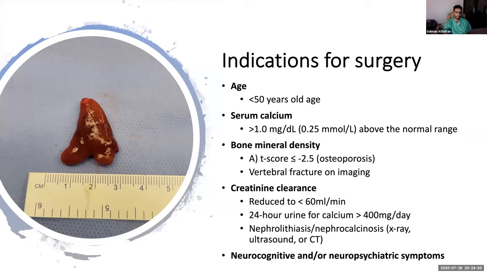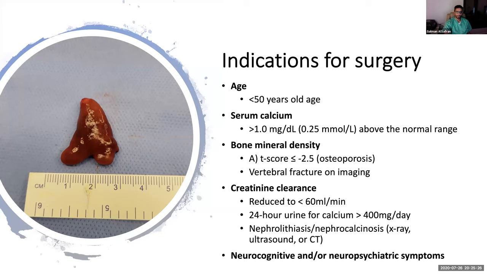And also when you have bone problems, like osteoporosis or vertebral fracture, and kidney problems as well, where you have decreased creatinine clearance, or your 24-hour urine calcium is above 400, which signifies you're losing a lot of calcium, something needs to be done. Or if you have nephrolithiasis or nephrocalcinosis, whether symptomatic or found incidentally. Recently, there are people pushing toward neurocognitive and neuropsychiatric symptoms as an indication for surgery.